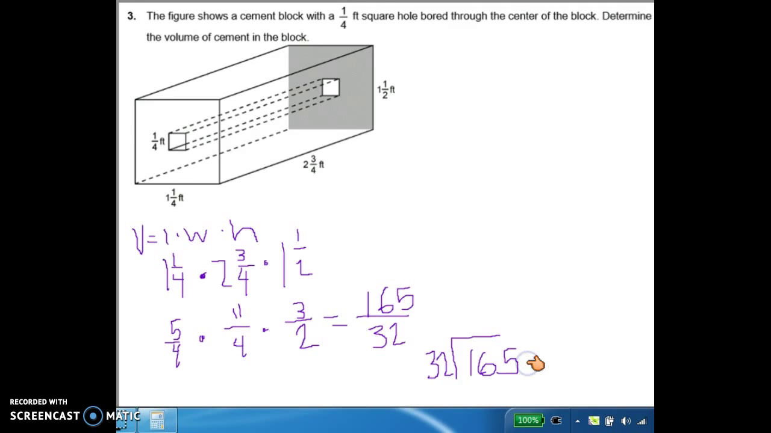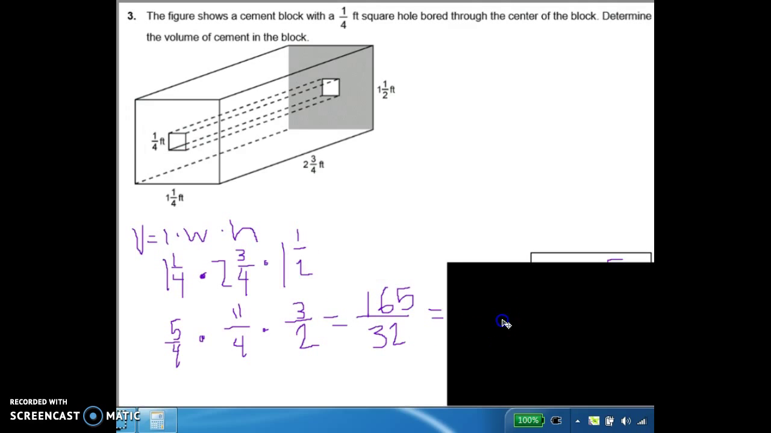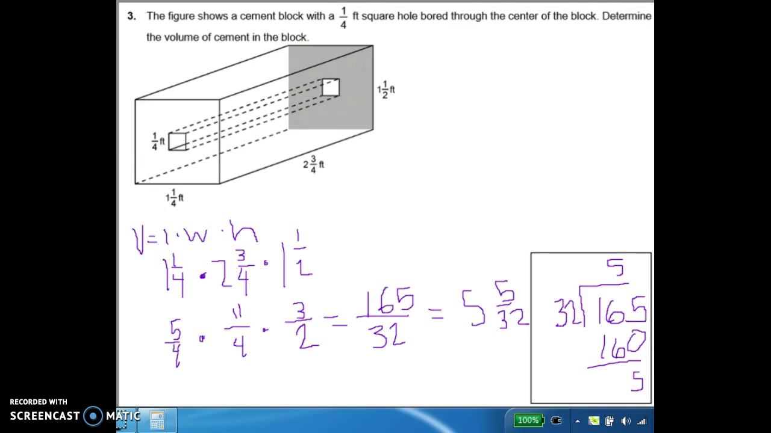So go ahead and pause the recording and do your division and tell me what this would be as a mixed number. All right, if you did that math, let's take a look. I got the whole number 5 and 5/32. And here's the math from that one where I went 32 times 5, got me 160. There's my remainder, which I put over the top of my divisor.